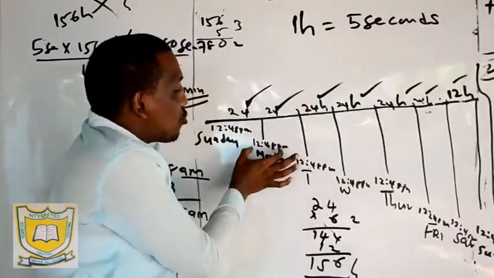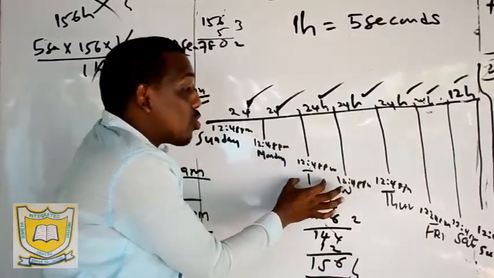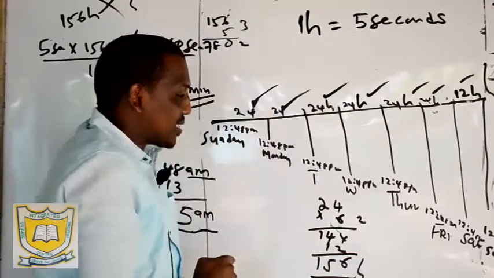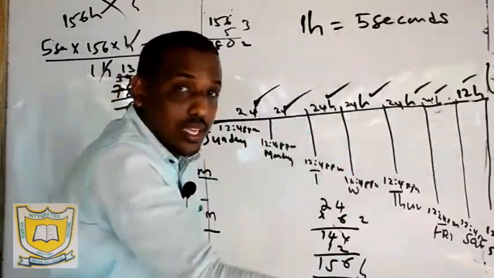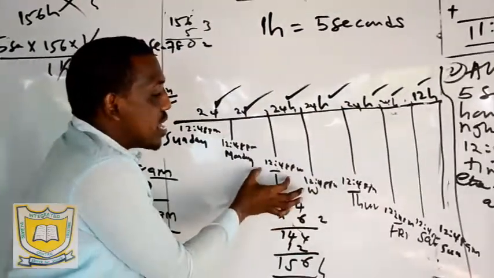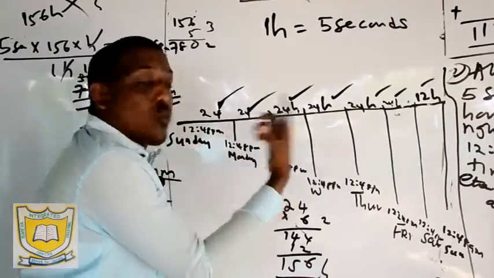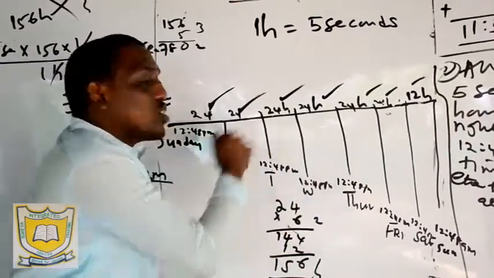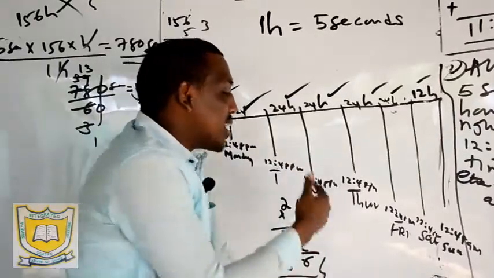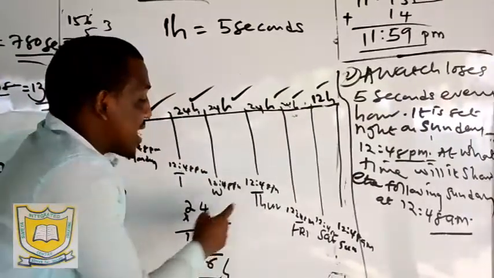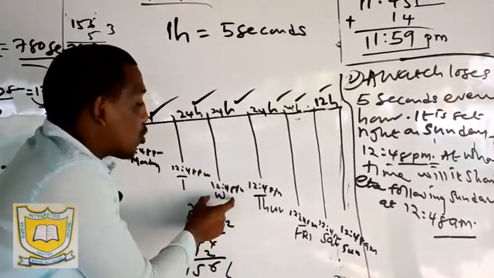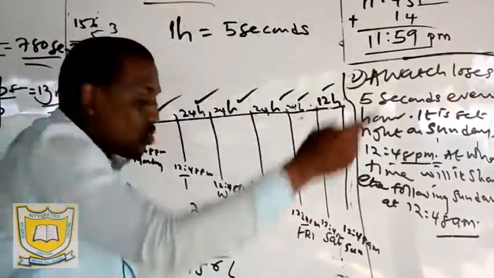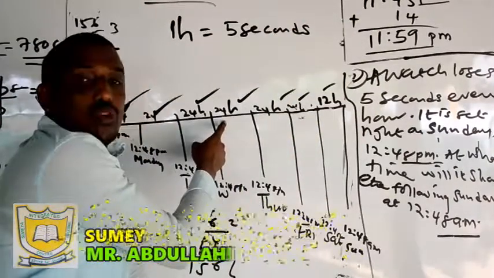So Monday 12:48 p.m. to Tuesday 12:48 p.m. is 24 hours. The following day will be Wednesday. So Tuesday 12:48 p.m. to Wednesday 12:48 p.m. That is 24 hours. So Wednesday, then followed by Thursday. So Wednesday 12:48 p.m. to Thursday 12:48 p.m. That is now 24 hours.